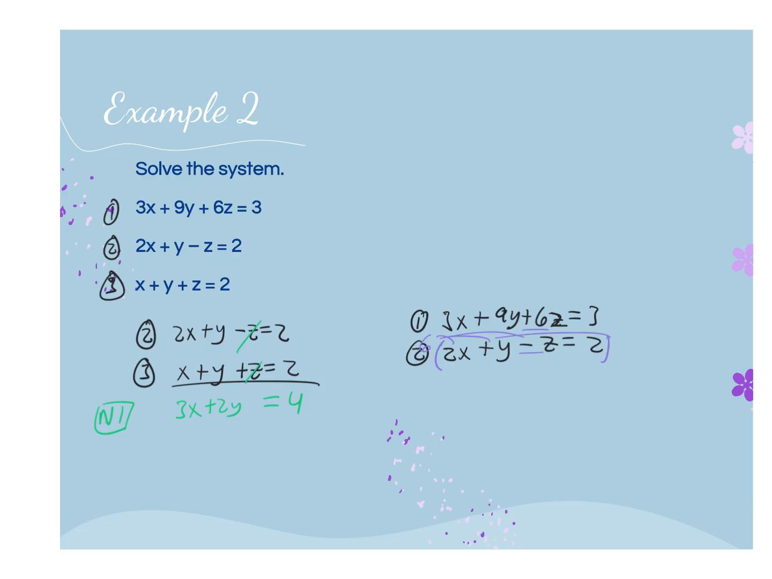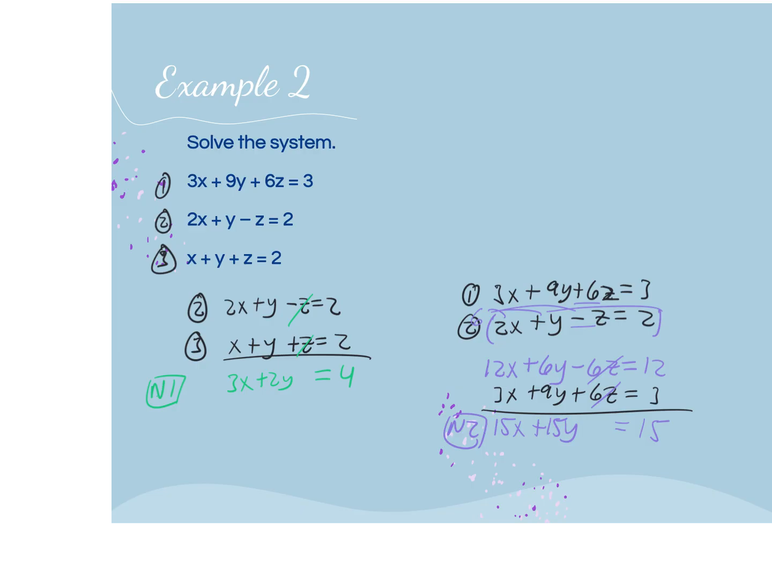So 6 times that entire second equation is going to give us 12x plus 6y minus 6z equals 12. And then I'm just going to rewrite the first equation right underneath it so that you guys can see how it combines. Once we combine these, 12x plus 3x is going to get us a 15x. 6y plus 9y is 15y. Negative 6z plus 6z cancels out, and then we get that this equals 15. And this is new equation 2.